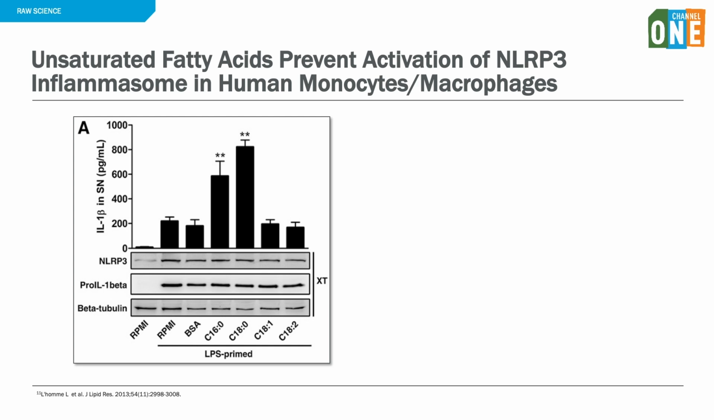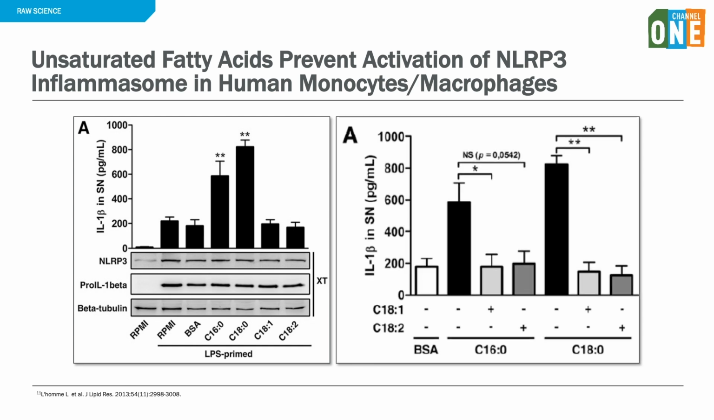However, when they treated the cells with monounsaturated fat, in this case oleic acid, and polyunsaturated fat, in this case an omega-6, linoleic acid, they found that this activation of interleukin-1 beta was prevented, suggesting that these two fatty acids actually have anti-inflammatory effects, being able to prevent the increase in IL-1 beta. They did an even more elegant experiment.